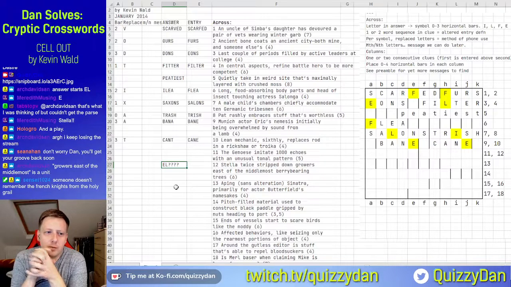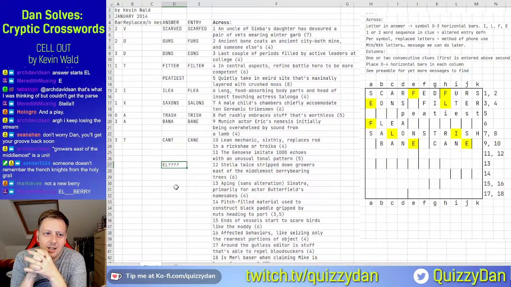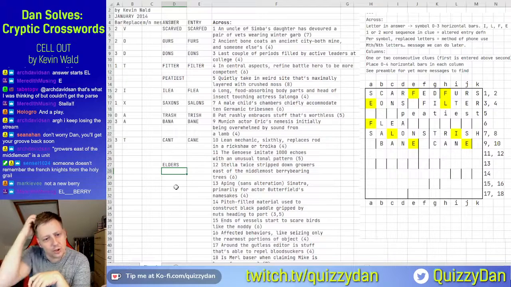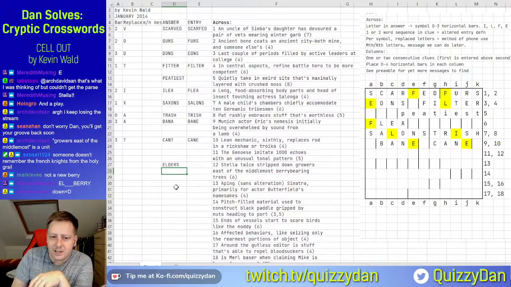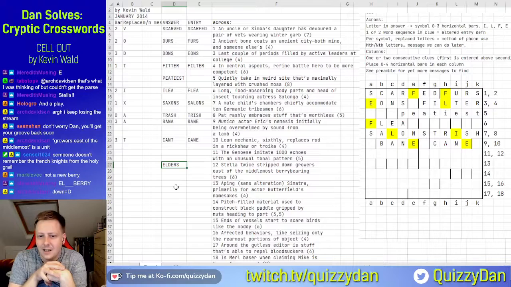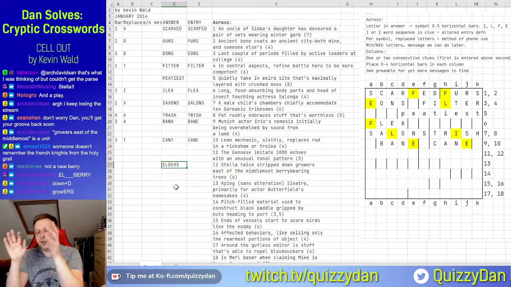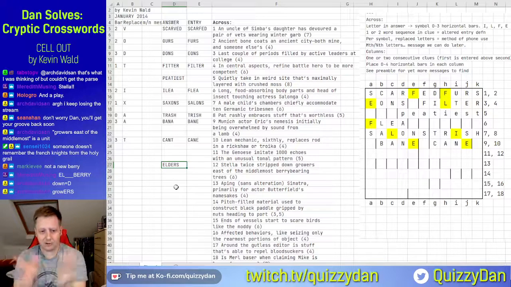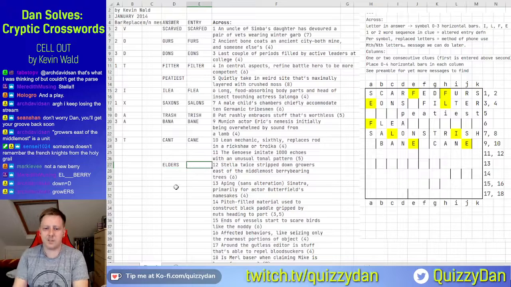Growers east of the middlemost. Elders. Okay. Growers east of the middlemost is a unit. Why is that? Where is the "duh" coming from? So down is D, and ER is literally the two letters just to the right. No, it's everything east of the middlemost. Oh, I've not seen that in a crossword before. That is very cryptic. That's lovely.